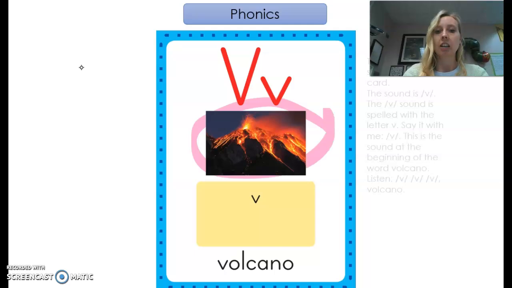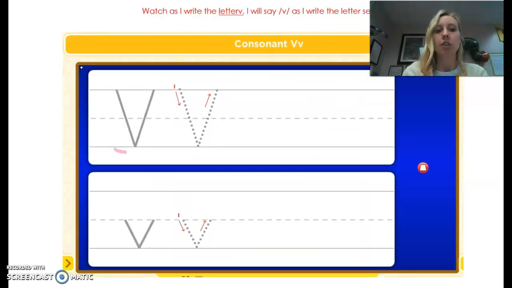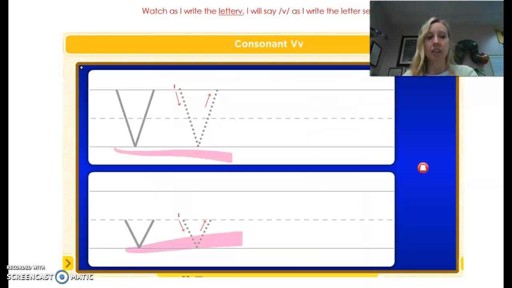This is the volcano card. This is uppercase and lowercase v. Uppercase and lowercase v. That is the name. The sound is v, like a volcano. V. The sound, do it with me, is v. Okay, we'll move on. We're going to write uppercase and lowercase v.